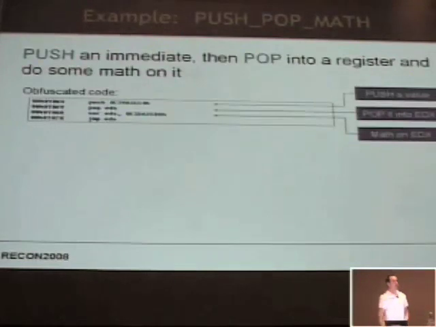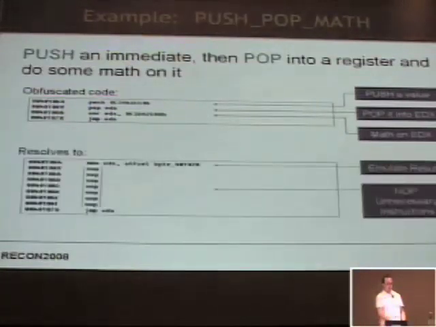So here's an example of one that we handle. We call it a push-pop math because you are pushing an immediate, popping it into EDX here, and then XORing it with another immediate, and then we jump to that result. So the Deobfuscator on its first run would take this, emulate the result, just move that into EDX, and NOP all the junk instructions. Then if you ran it through a second run of the Deobfuscator, you get a jump to that byte, 4010-7B.